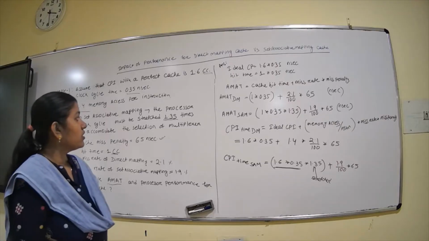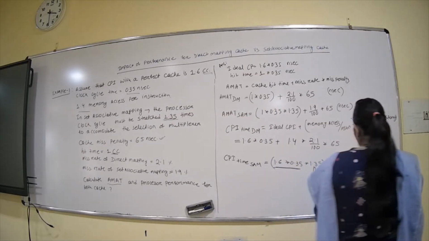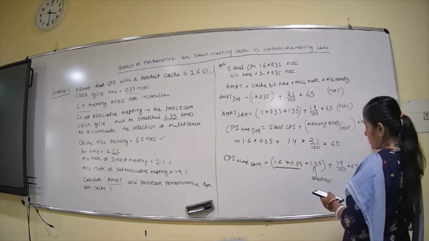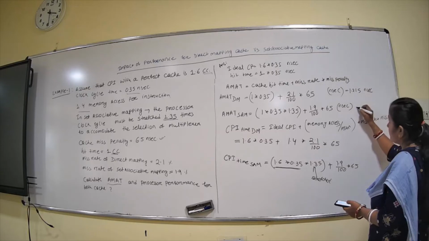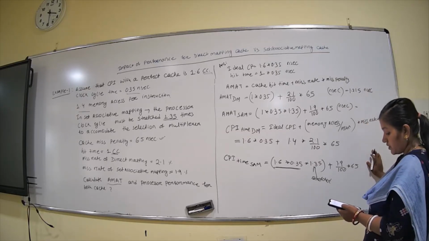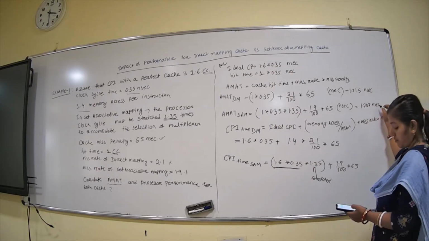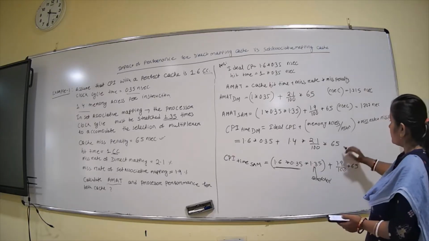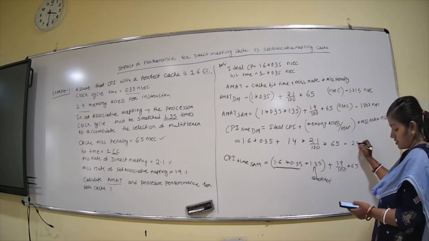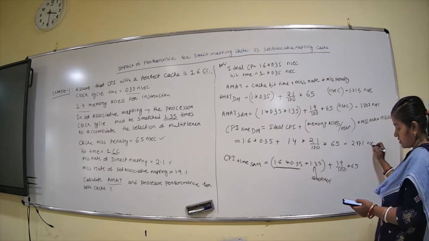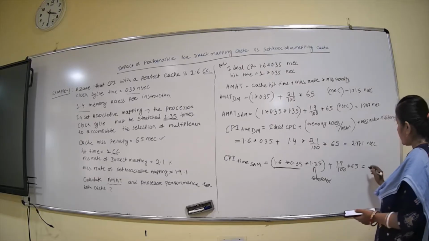Okay. So the answer, if you see for the direct mapping, our average memory access time is 1.715 nanosecond. For the set associative mapping, it will be 1.707. For the CPI time, it is 2.471 nanosecond. For this one, set associative mapping, it is 2.485.